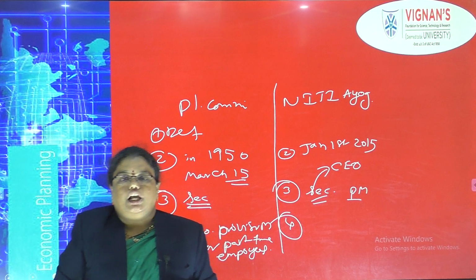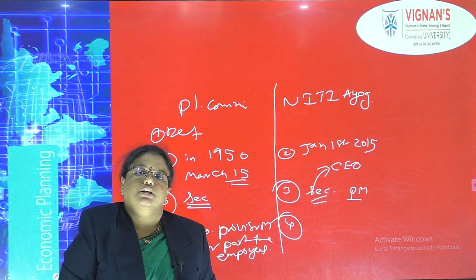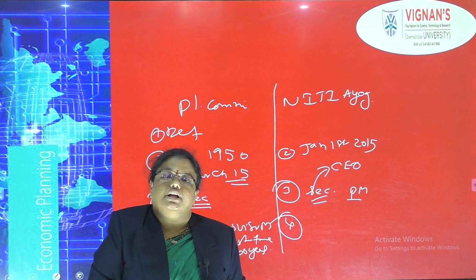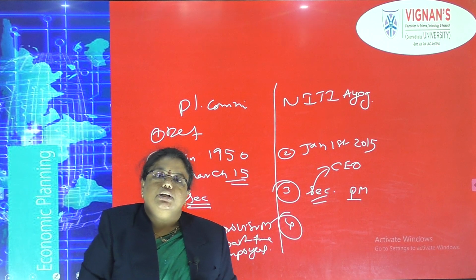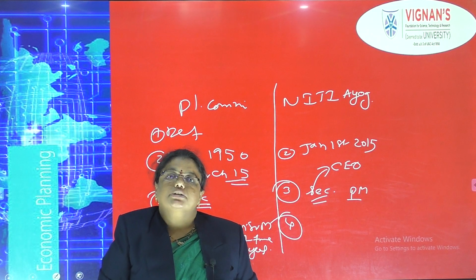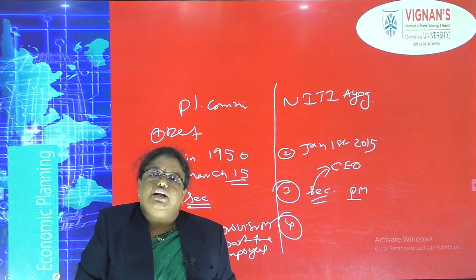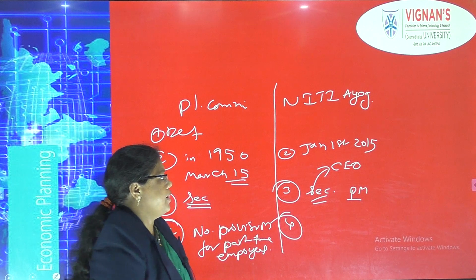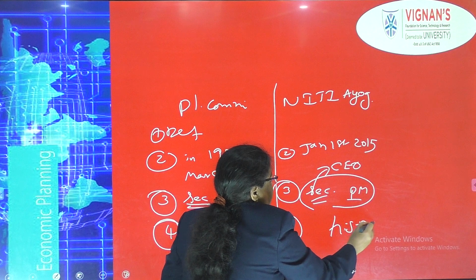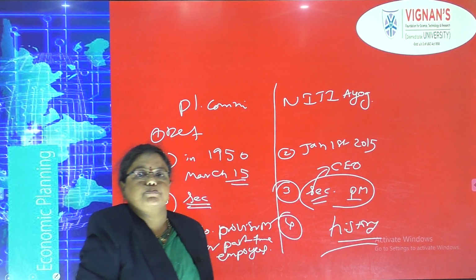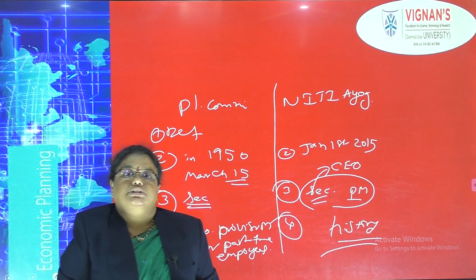I will give the quick recap. Today I have explained the definition of economic planning, the importance of economic planning, the components or elements of economic planning, and the history of economic planning. Finally, I have explained differences between Planning Commission and NITI Ayog.